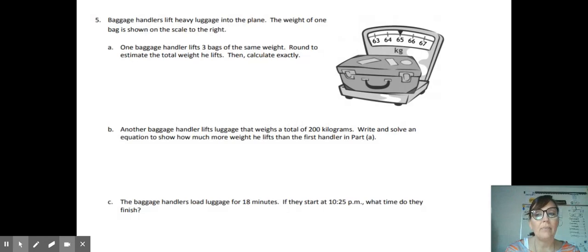Part B, another baggage handler lifts luggage that weighs a total of 200 kilograms. Write and solve an equation to show how much more weight he lifts than the first handler in Part A.